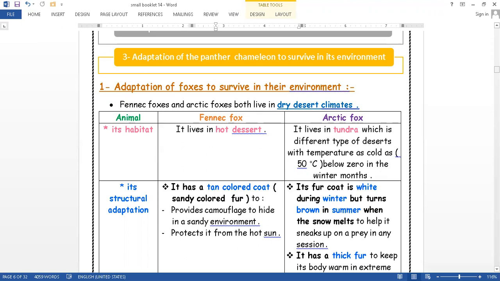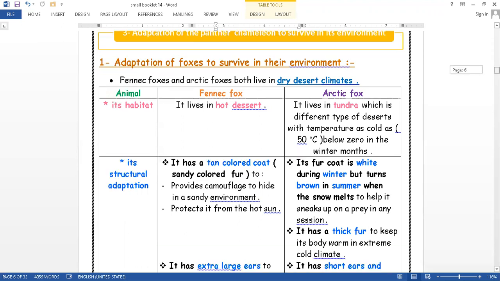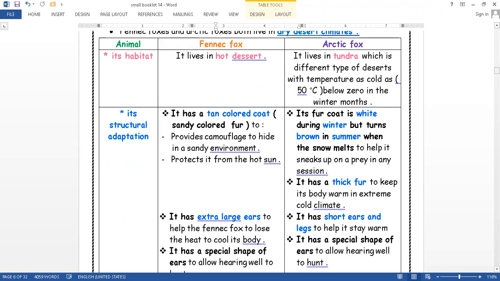You have to see the Arctic fox in the summer, because the Arctic fox has two different colors of fur, white and brown. Also, because we said that it lives in tundra and the weather is extreme cold, it has a thick fur. And any animal, junior 4, has a thick fur just to keep warm. Don't forget that also.